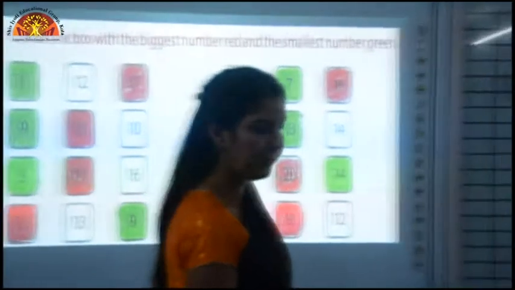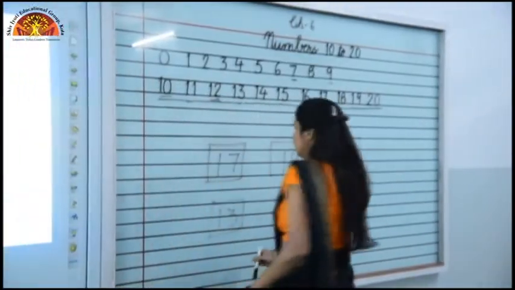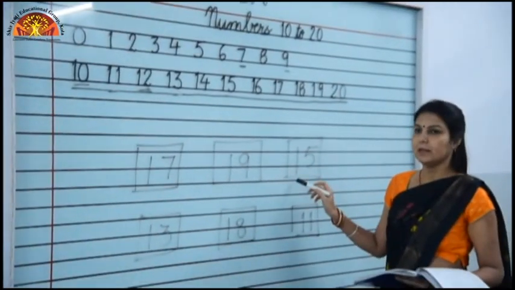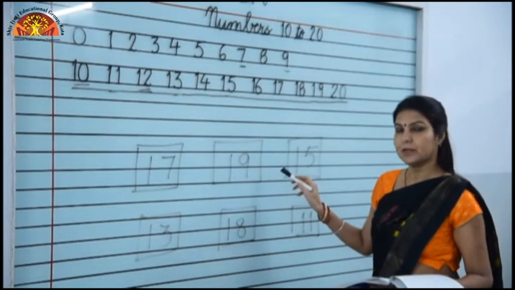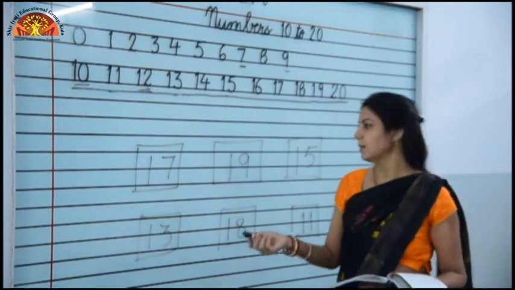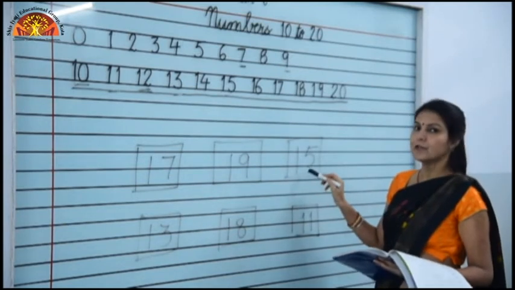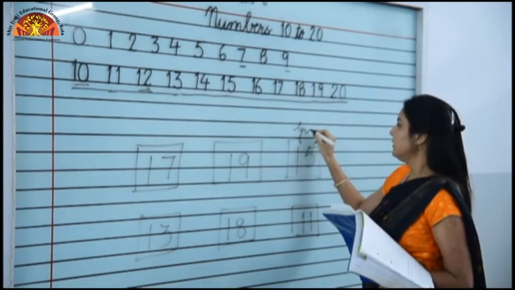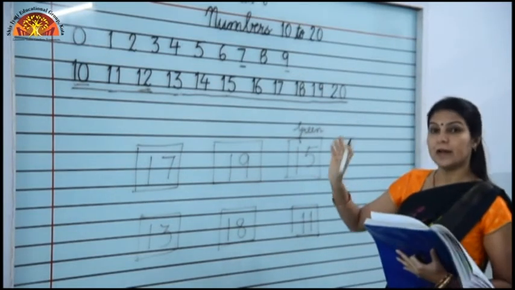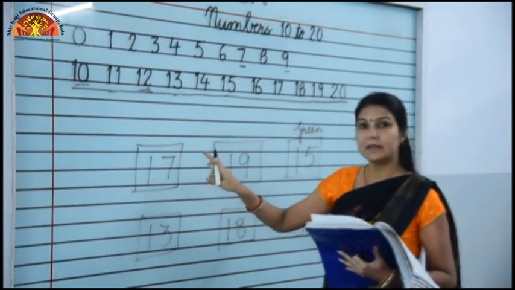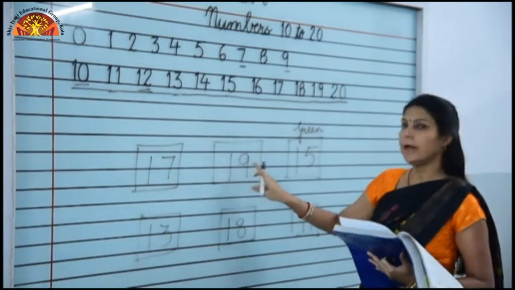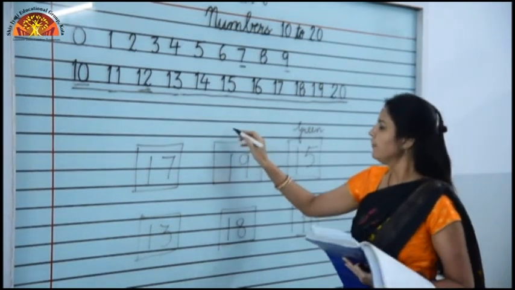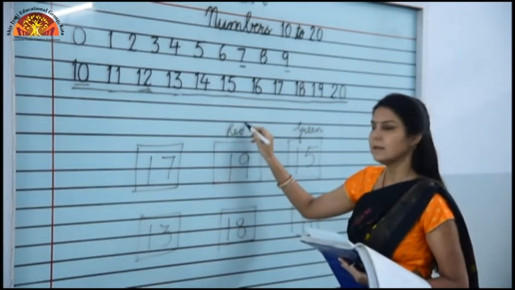Let's move on to the board. We will see another. Three numbers are given: 17, 19 and 15. Now, you have to find out which number is closer and which number comes first in the counting. 15 comes first in the counting, so this number will be smaller. So, we will fill green color inside it, and which number is farther from 0 and which number comes later in the counting among these three. 19 comes later in the counting, so this number will be bigger. So, we will fill red color inside it.